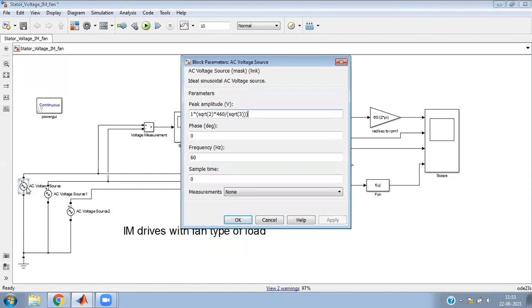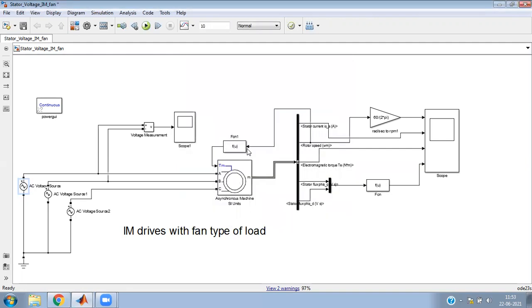At present, I am giving the rated voltage, and you can see 1 into square root of 2 into 460 divided by root 3 is the peak phase voltage which we have created. In this, I have entered 1, because this is 100%. If I would like to apply 80%, instead of 1, I will change it into 0.8. Right? So let's see, now it is done. We are applying full voltage. We are expecting full speed and rated torque with this fan type of load. So this is simulation of fan type of load with rated voltage and rated speed. Let's see the simulation.